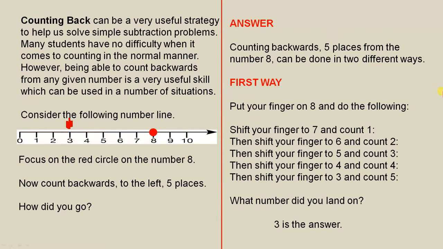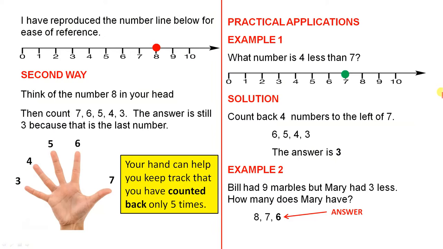3. So there's your answer. So let's look at the next way. I have reproduced the number line below for ease of reference. Now here's the second way. Think of the number 8 in your head. Then count 7, 6, 5, 4, 3. The answer is still 3 because that is the last number.